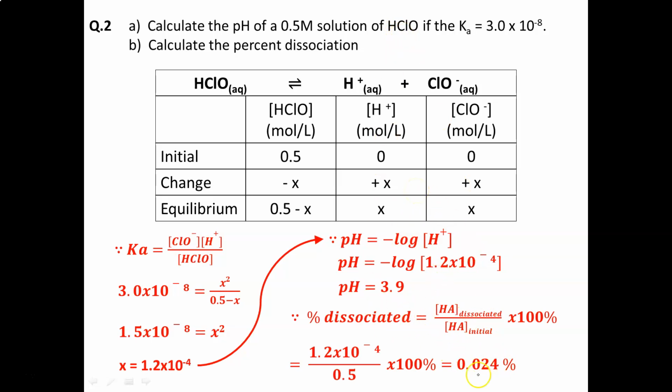Let's see if our answer makes sense. HClO is a weak acid. It's not one of our strong acids, not on the list. So therefore, its percent dissociation should be very, very small, less than 1%, and it definitely is less than 1%. Alright, so that concludes our video tutorial on strong and weak acids and simple Ka-Kb calculations.